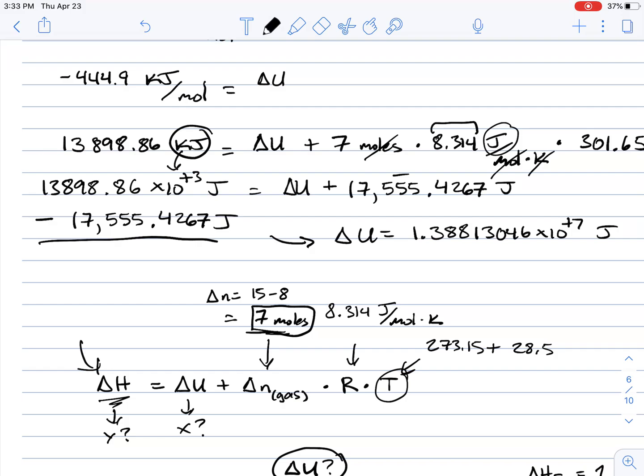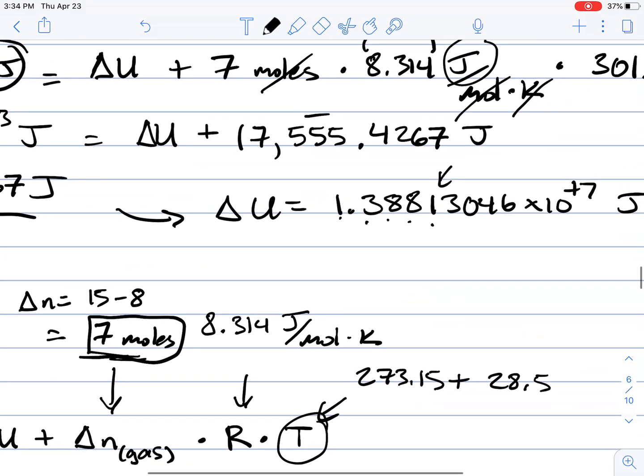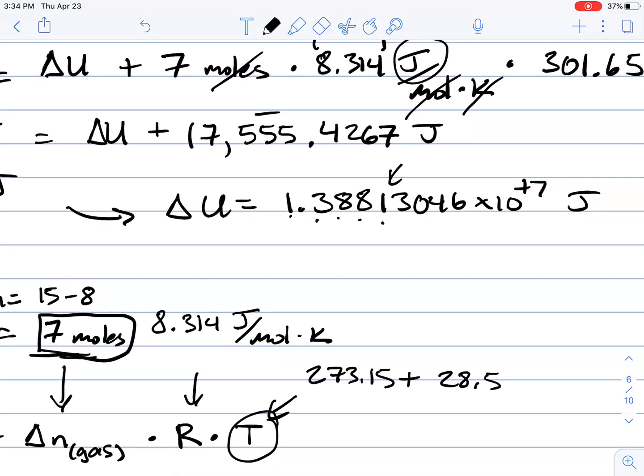But since we subtracted it, then technically speaking, 5 sig figs would be the least. So we have 1, 2, 3, 4, 5. So we're going to cut it off at the 1. So here I have change in internal energy is equal to 1.3881 times 10 to the positive 7 joules.